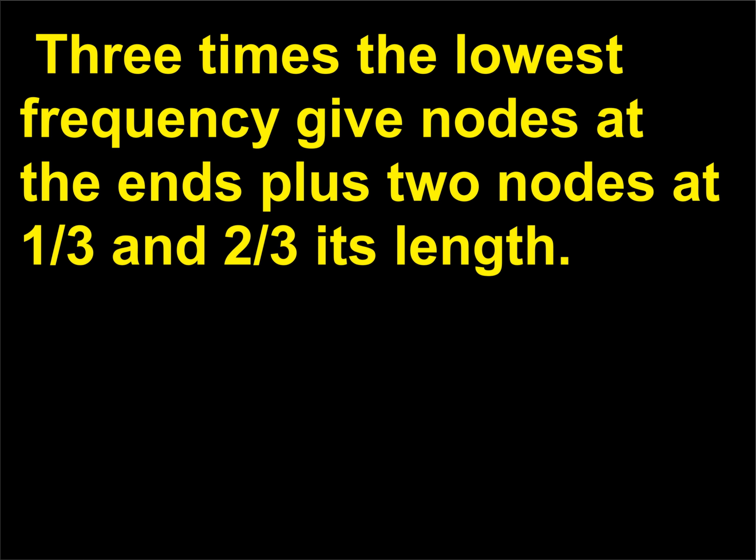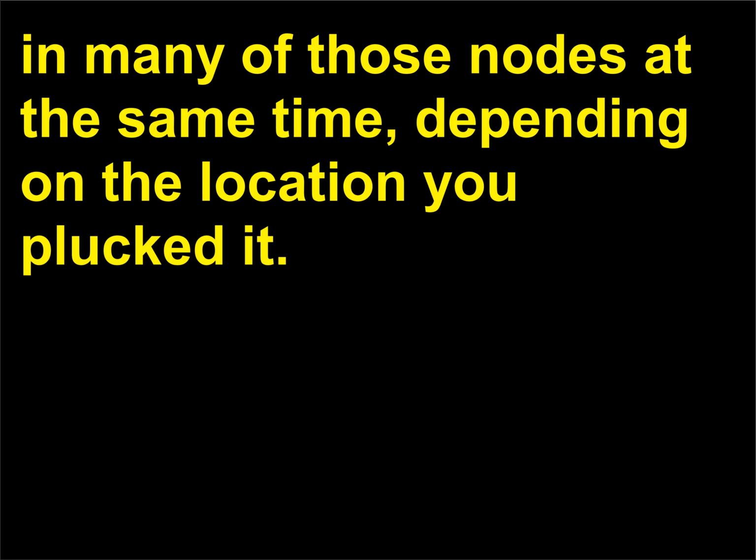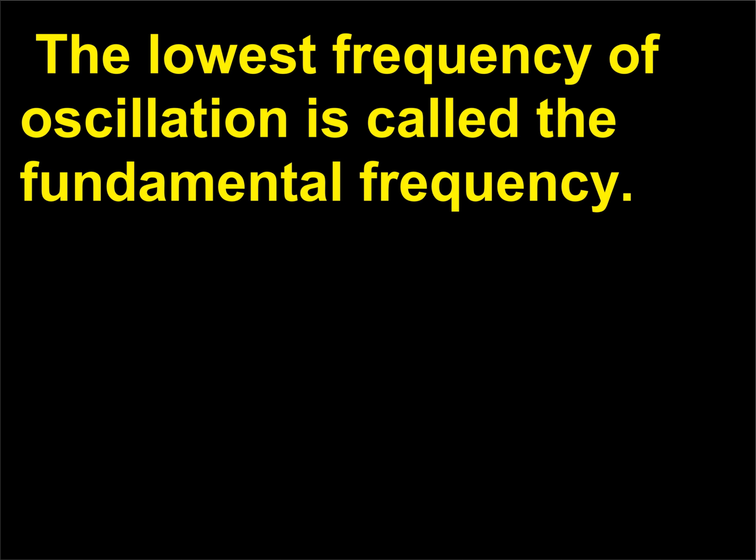3 times the lowest frequency gives nodes at the ends plus 2 nodes at 1/3 and 2/3 its length. If you pluck, hit, or bow the string of a stringed instrument you cause it to vibrate in many of those nodes at the same time, depending on the location you plucked it. The lowest frequency of oscillation is called the fundamental frequency.